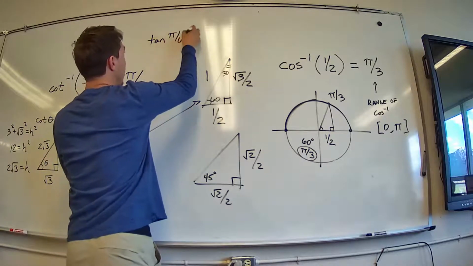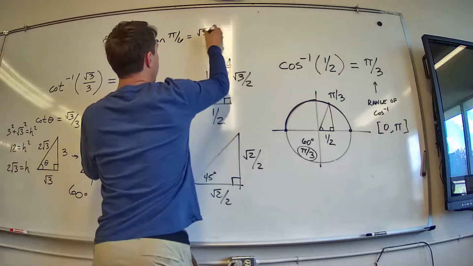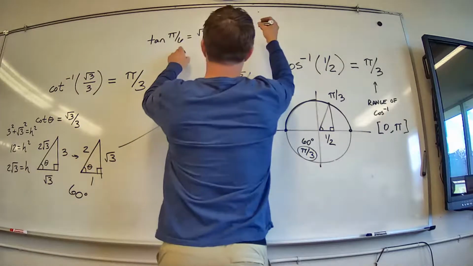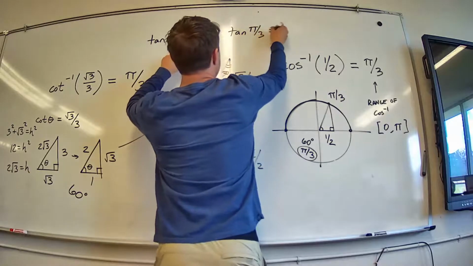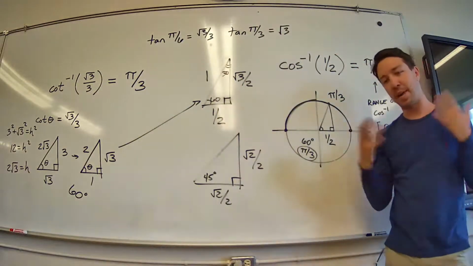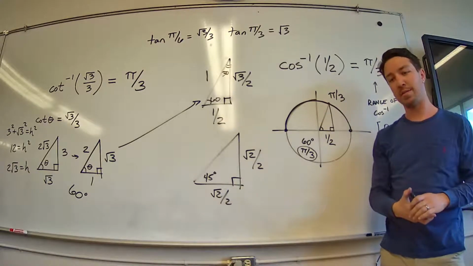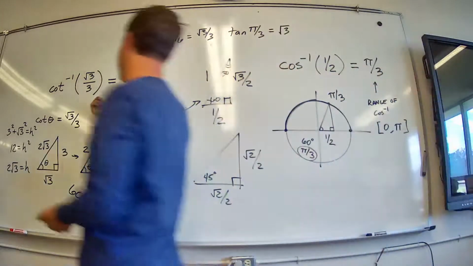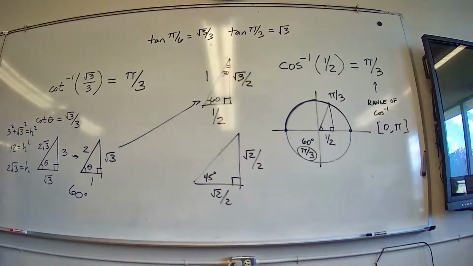The tangent of pi over 6 is root 3 over 3. We've done that result before. And the tangent of pi over 3 is root 3. So if you have those semi-memorized, then you can reason this one out. That it's got to be pi over 3.